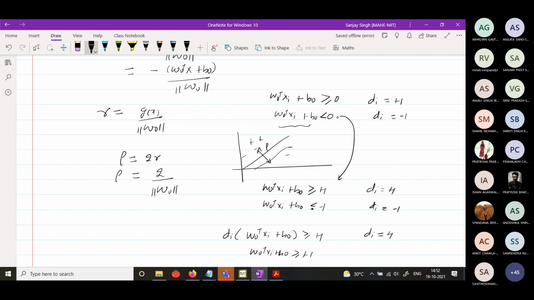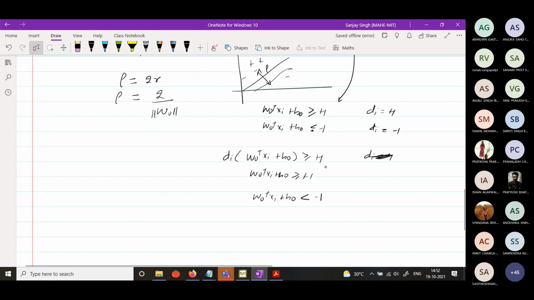This is straightforward. The same thing I've written there. Now instead of writing two constraints, I'm just clubbing them. How do I club them? I rewrite the equation in this particular format, and forget about this for the timing, and forget about this also. Now when d_i equals plus 1, you substitute in this. What will happen?